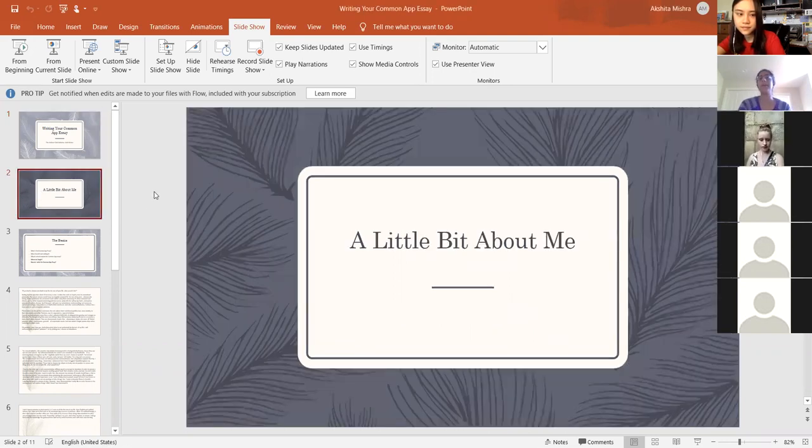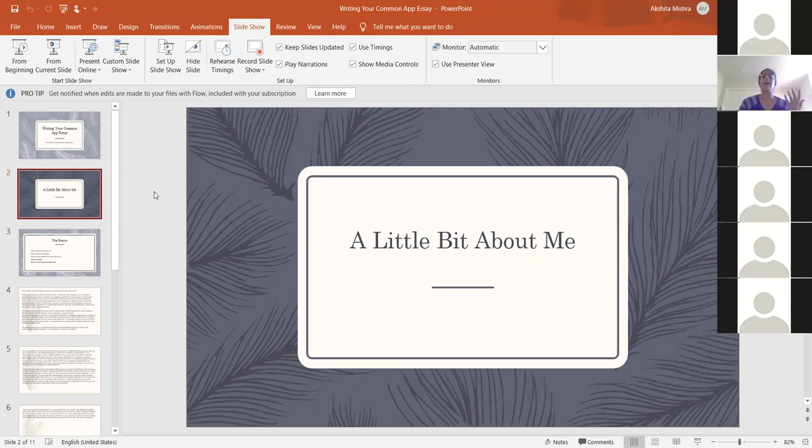So a little bit about me. My name's Ashi. I'm an incoming freshman at the University of California, Berkeley. And I'm sure you had time to read the description that Angelica posted in the Slack, but I also wanted to add a little bit about where I'm getting my information for writing the Common App essay, to sort of ease your tensions.